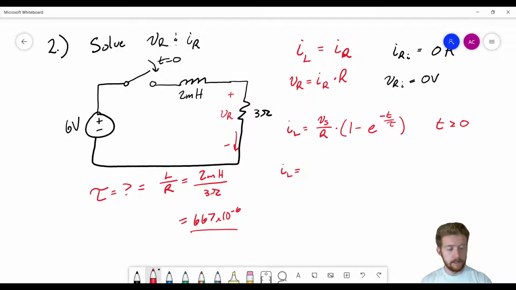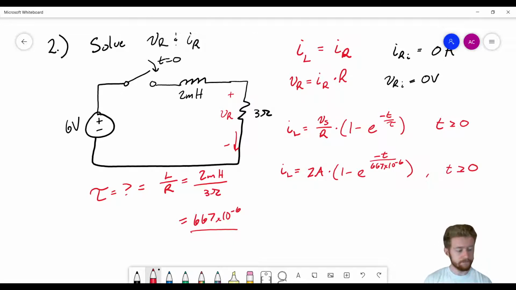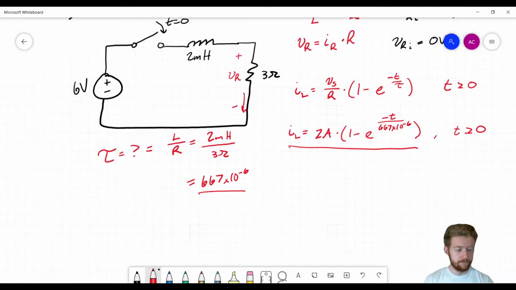Let's do IL is equal to Vs, which is 6 volts, divided by R, which is 3 ohms. This will be 2 amps, times 1 minus e to the negative t over tau, which is 667 times 10 to the minus 6. And that's for t greater than or equal to 0. So now we have the current through the inductor. Current through the resistor, remember, is the same thing as the current through the inductor. So now we know the current through the resistor.